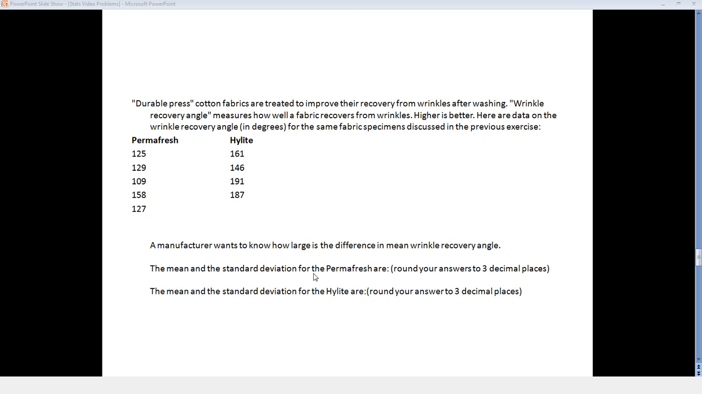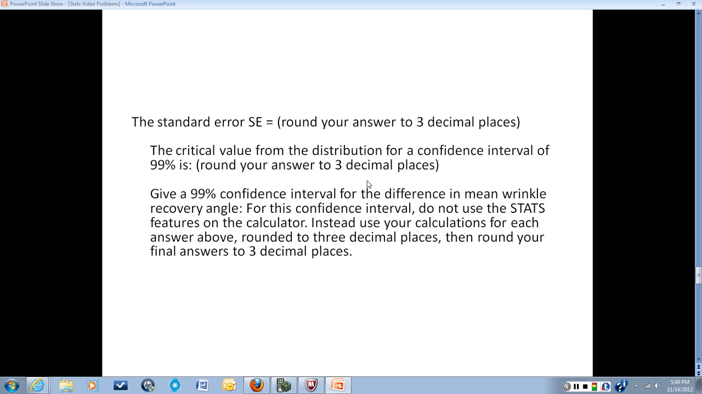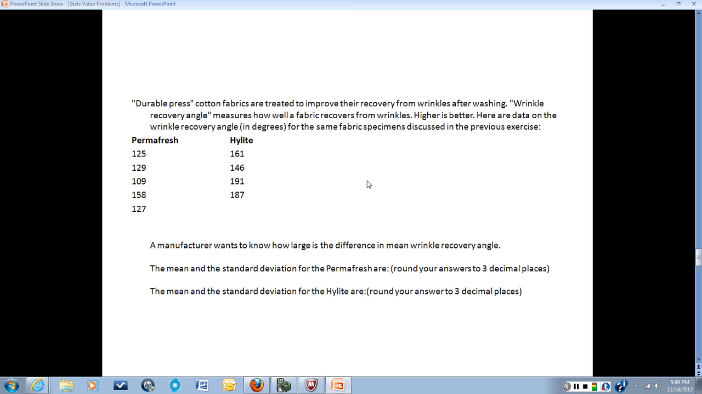So we're going to calculate a number of things in this problem. We're going to do the mean and standard deviation for Permafresh, the mean and standard deviation for Highlight. Then we're also going to do the standard error, the critical value for a confidence interval of 99%, and then we're going to construct a 99% confidence interval using all those calculations that we have done. So let's start with the mean and standard deviation for Permafresh and Highlight.